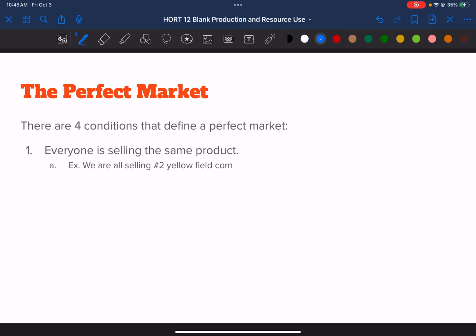Okay, so the perfect market. Like I said, there isn't really a perfect market in existence. There are four conditions that define a perfect market. Even markets that come really close, like the agricultural goods markets, come close to meeting all of these four conditions, but they don't exactly meet all of them. The first condition is that everyone in the market is selling the same exact product. For example, we are all selling number 2 yellow field corn. It's all of the same quality.